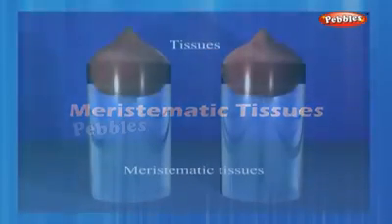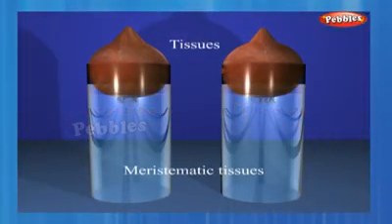Meristematic tissue. Take 2 glass jars and fill them with water. Now, take 2 onion bulbs and place one on each jar as shown in the figure. Observe the growth of roots in both the bulbs for a few days. Measure the length of roots on day 1, 2, and 3.